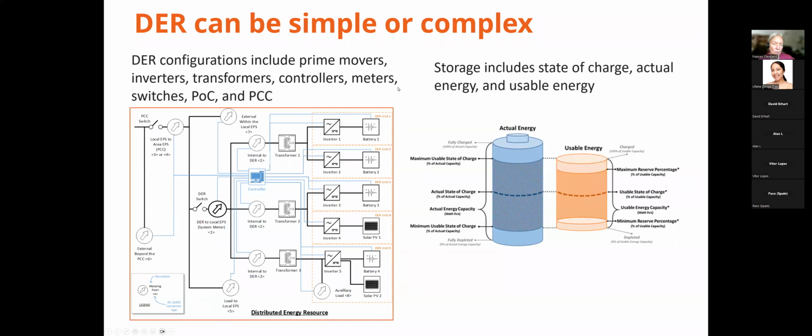First of all, as everybody knows, the DER can be very simple, just a simple PV system with a bunch of panels and one little controller. Or it can be quite complex with multiple batteries and multiple inverters, and then some solar panels, maybe included directly or maybe not included directly and connected at an AC level.